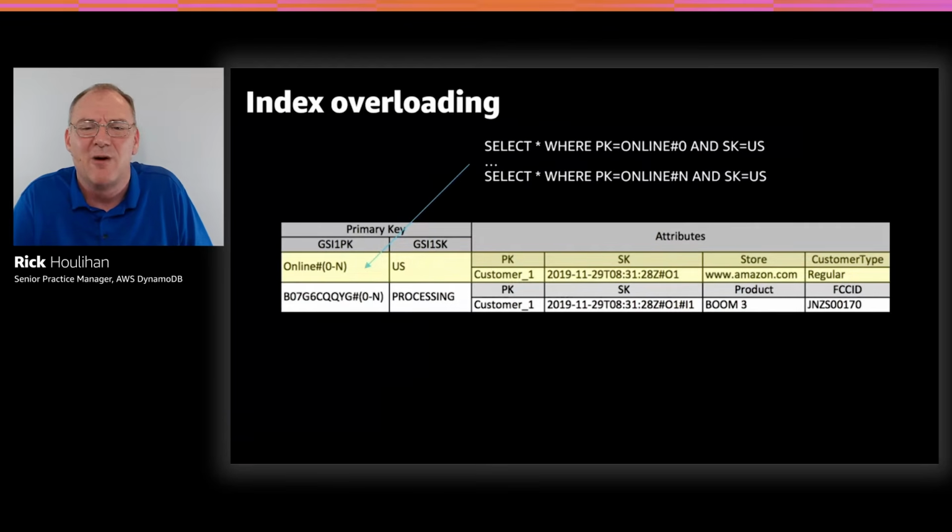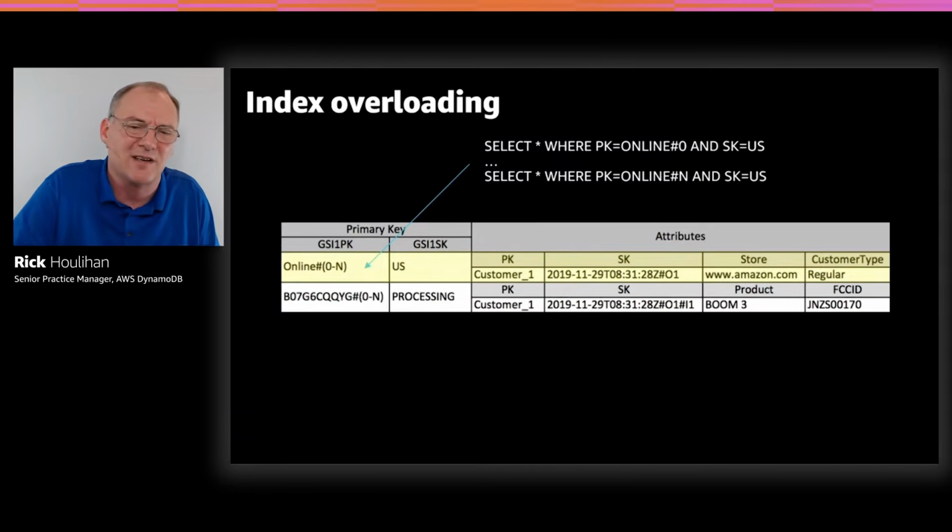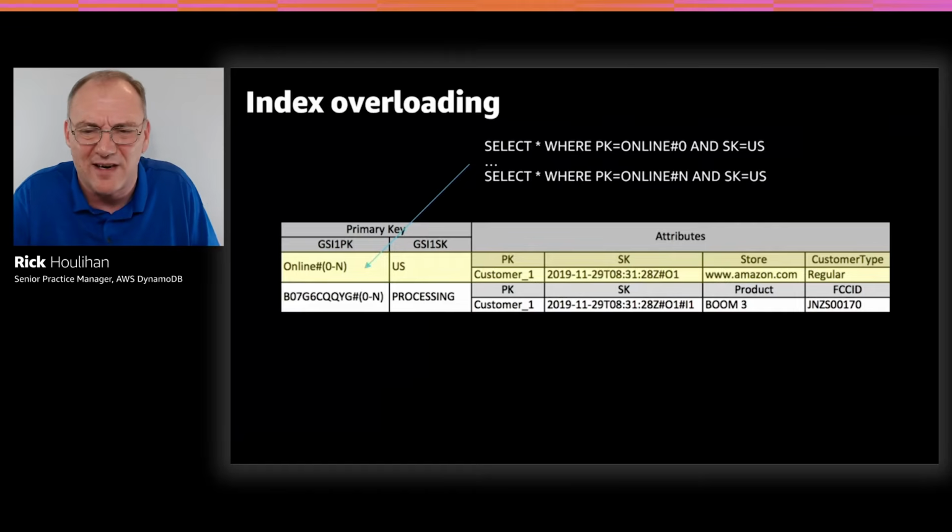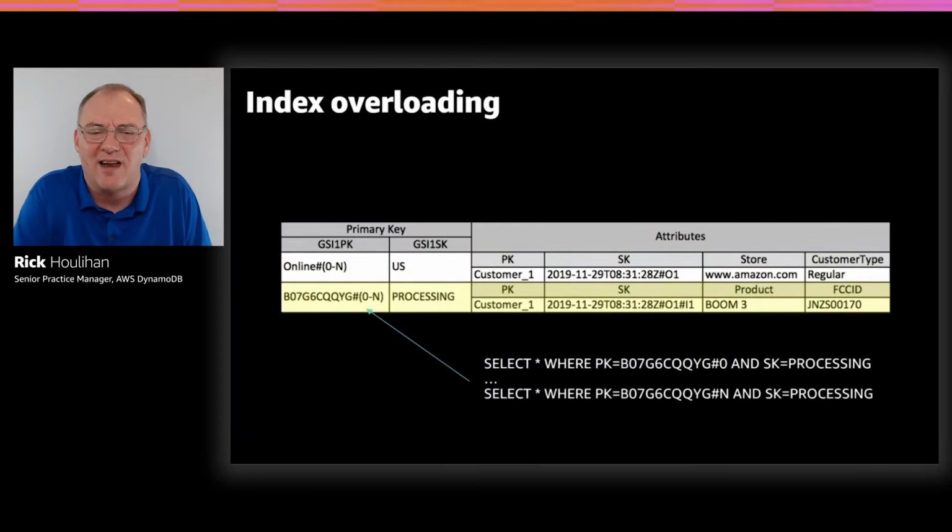In this case, what I can do is actually overload those items onto the same index, and it's the query conditions that define what comes back. When I query across the sharded space 0 to n, I'm going to get order items. When I query by product ID and product status, I'm going to get product items. I'm never going to mix the two, because the query conditions are going to prevent me from bringing back the items that I don't expect.